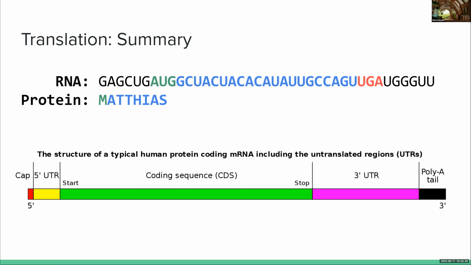So here I just have a figure showing the structure of RNA. The coding sequence that we looked at, this Matthias part, this is this green window. The stuff before it is called the 5' untranslated region. The stuff after it is called the 3' untranslated region. Don't worry about what those mean.